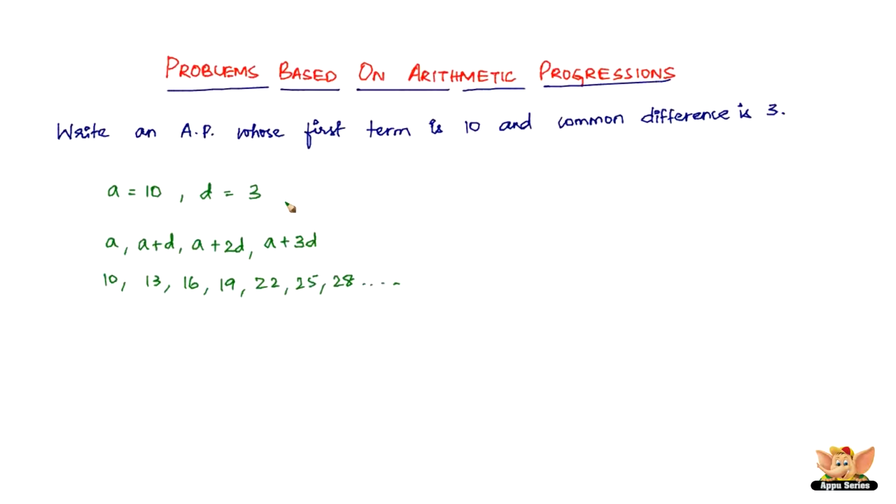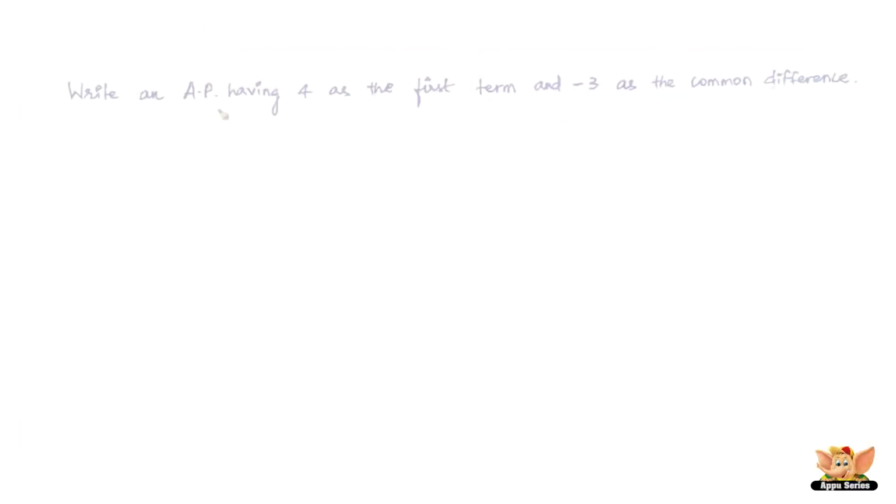So let's quickly solve another problem. So here we've got another question which says, write an arithmetic progression or write an AP having 4 as the first term and negative 3 as the common difference. So we've got A equals 4 and D equals negative 3.